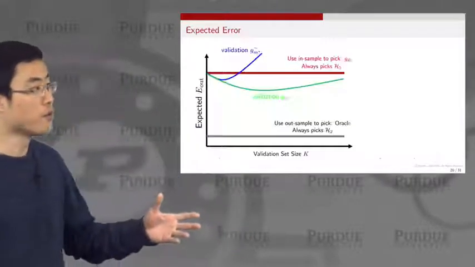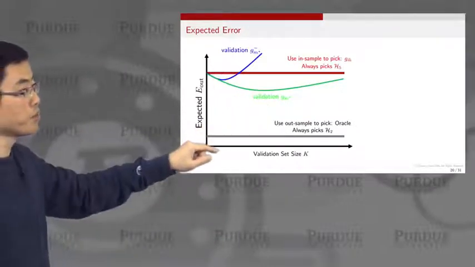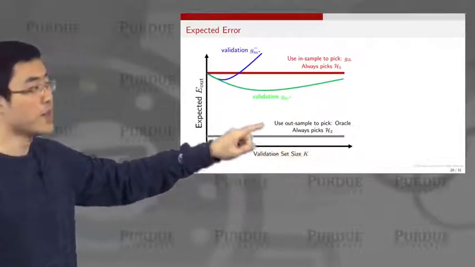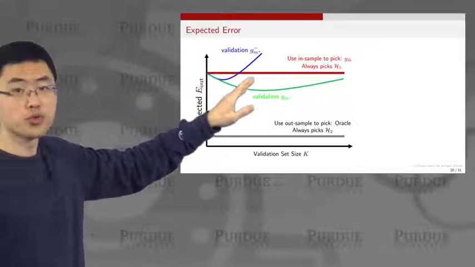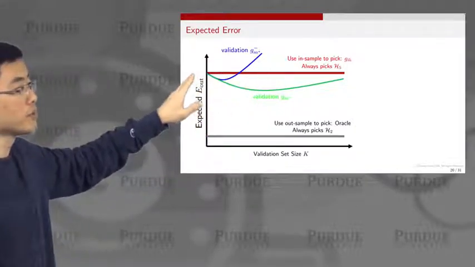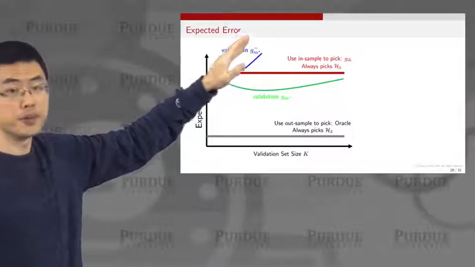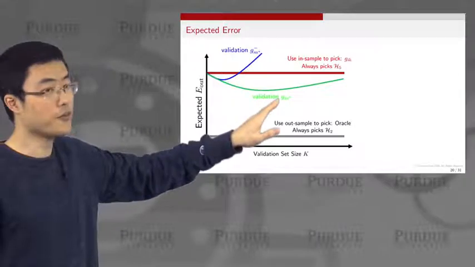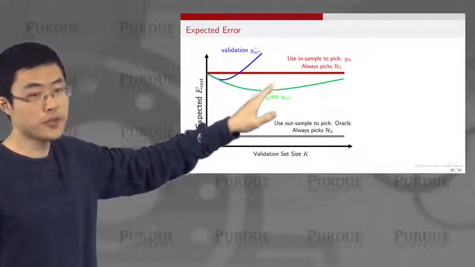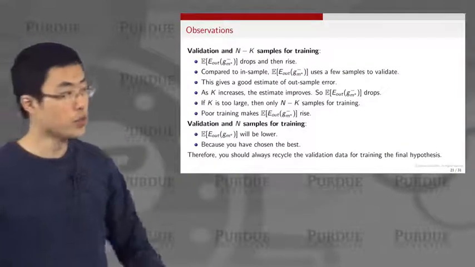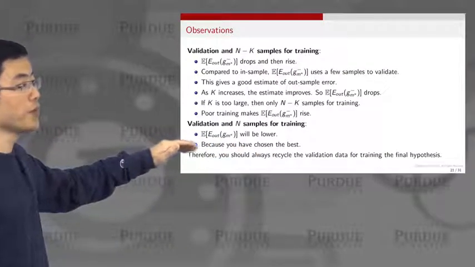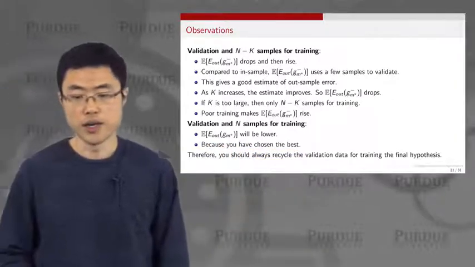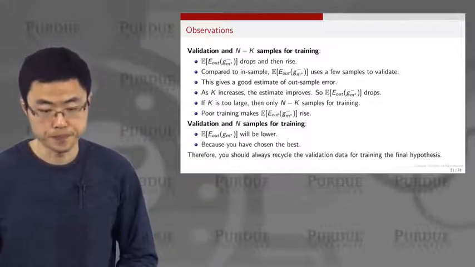And so if you go back to this curve here, as K goes big, if you use more and more samples for validation, that means you have fewer and fewer samples for training, and therefore the validation, this G star minus, will go up because you have very few samples that can be allocated for training. The green curve does not have this problem because the green curve says that I'm going to recycle. That goes to the point here that if you use recycling of the validation data, that's usually good for you to get the final hypothesis.